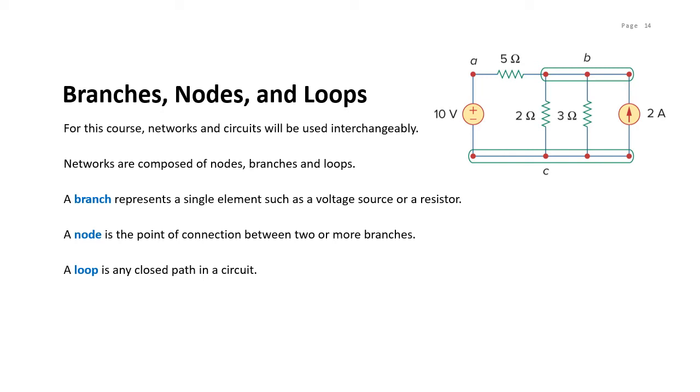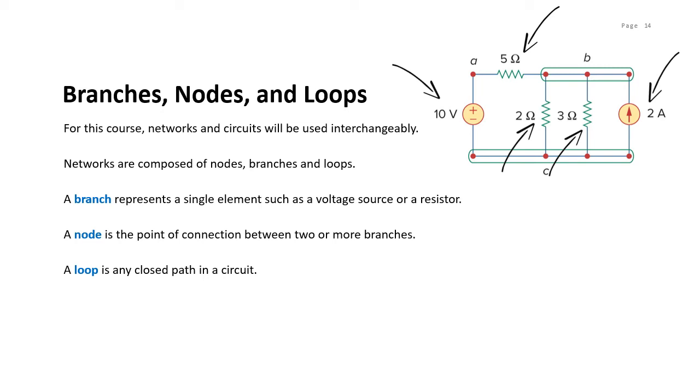In network topology, we study the properties relating to the placement of elements in the network and the geometric configuration of the network. Such elements include branches, nodes, and loops. A branch represents a single element such as a voltage source or a resistor. In other words, a branch represents any two-terminal element. In this figure, we can see that there are 5 branches, namely the 10 volt voltage source, the 2 ampere current source, and the 3 resistors.